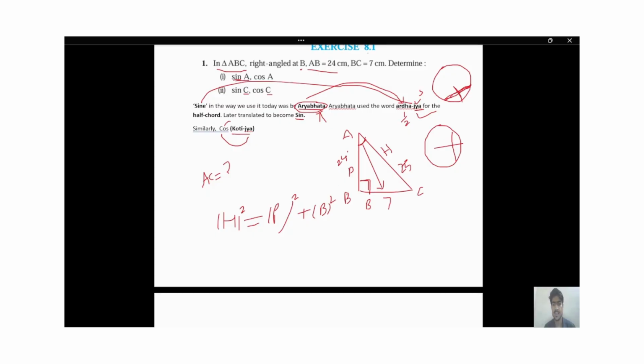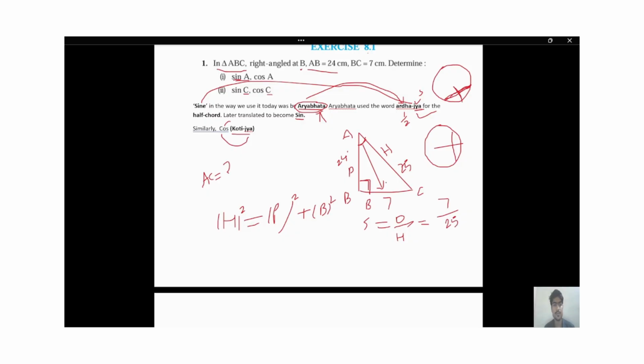So sine takes the opposite side divided by the hypotenuse. This is our opposite side and this is our hypotenuse. The opposite side of angle A is 7. Is this clear? That is 7. So I got 7 over here and 25 as our hypotenuse.